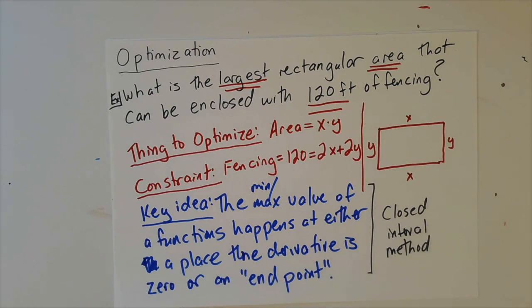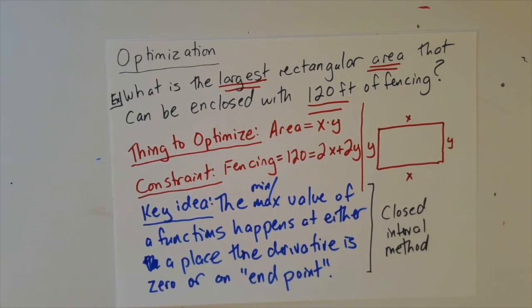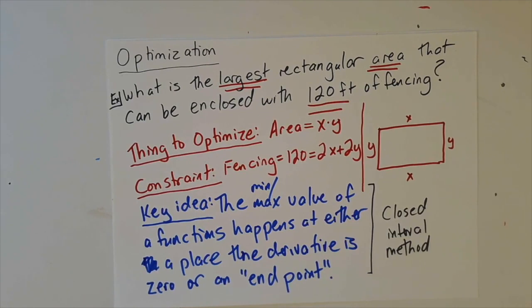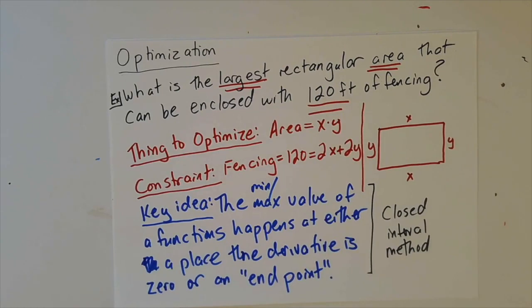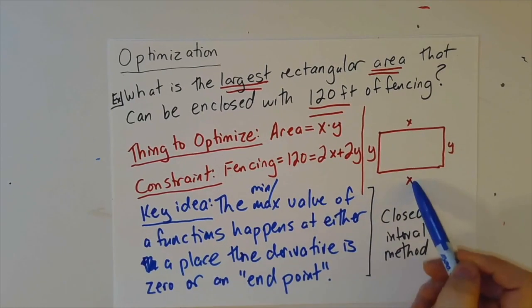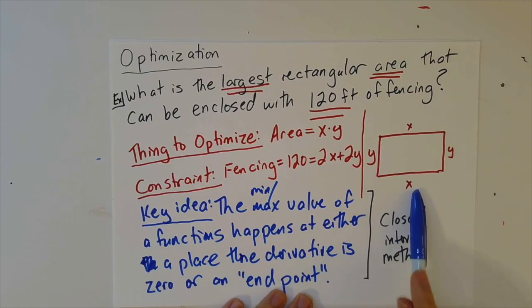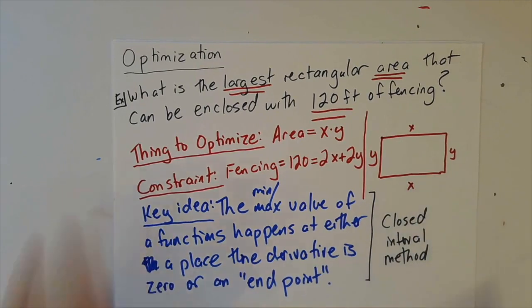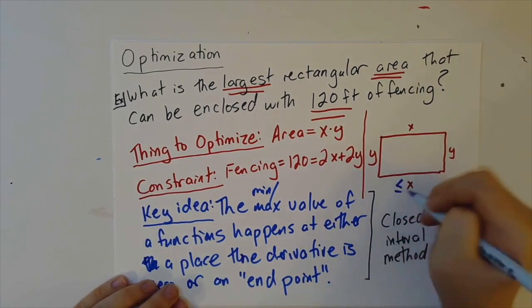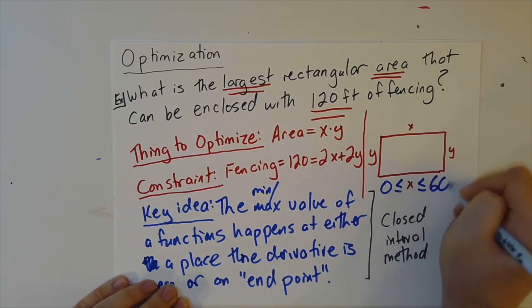Okay, so what's our problem here? Well, we know this thing happens for a function. What we're missing so far is a function. You might also question what the word endpoint means here, because I didn't explicitly say anything in this problem about what the endpoints are. But there's an implicit endpoint here: this x can't be less than 0. And in fact, you can figure out this x is always between 0 and 60.